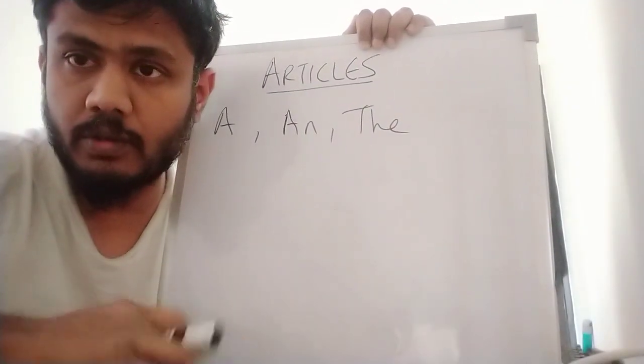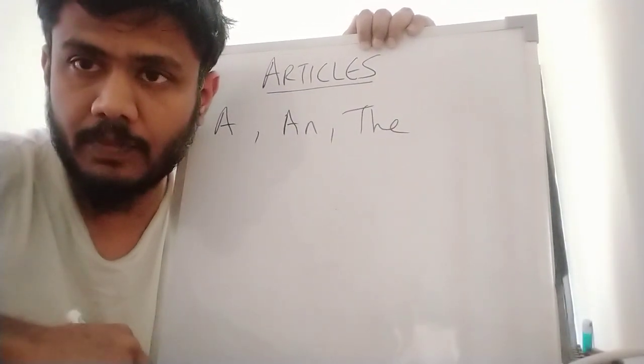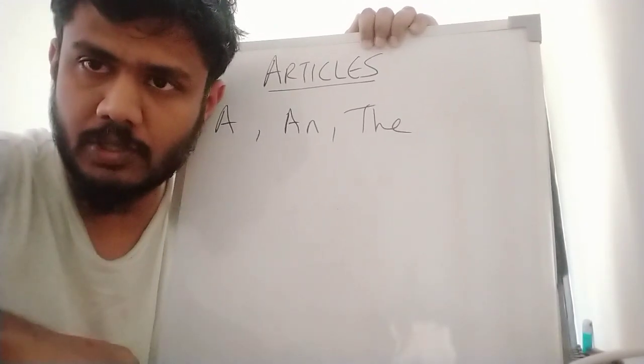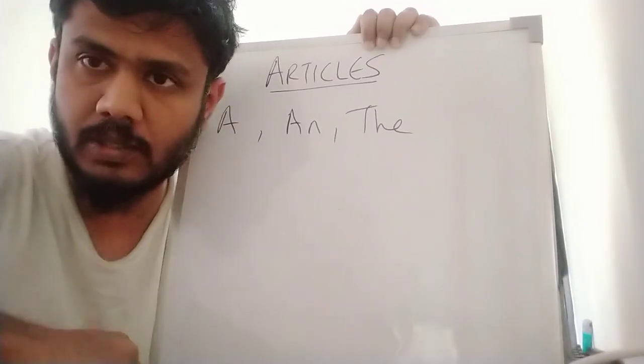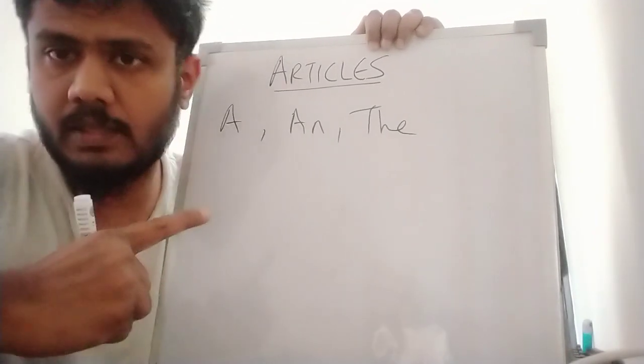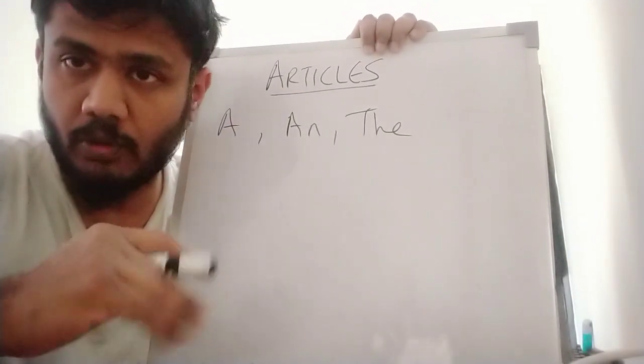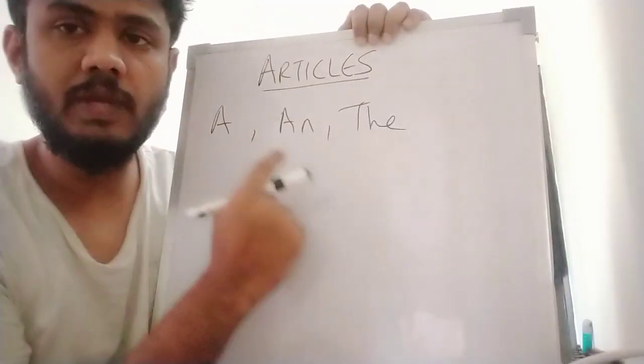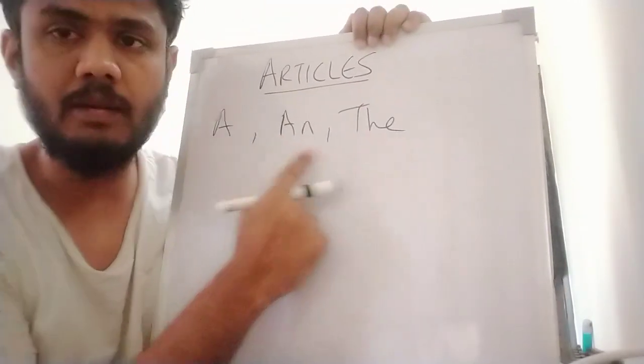So today we're going to talk about a very important aspect in any kind of communication when you're writing in English. This is one element that is used all the time, and they're called articles. So there are three articles in English: a, an, and the.